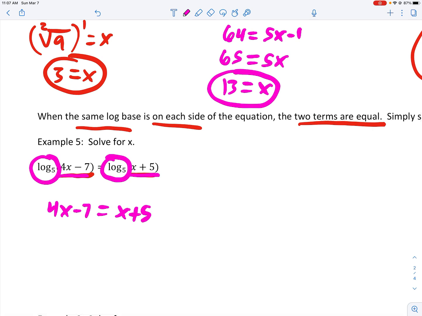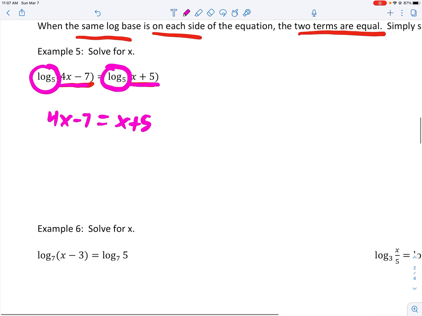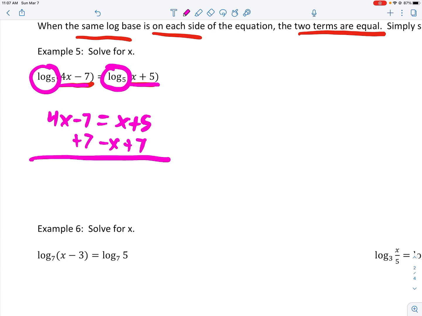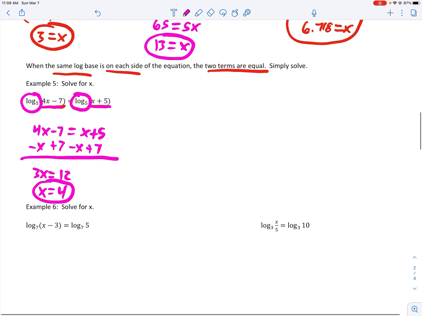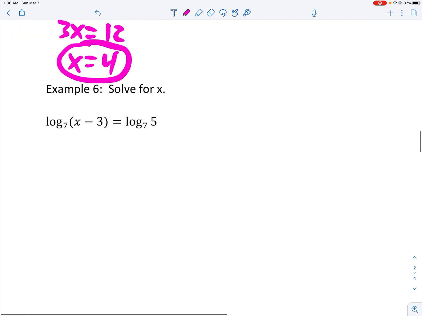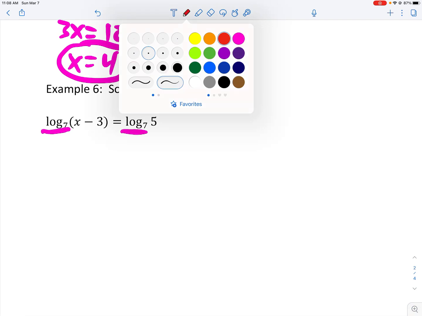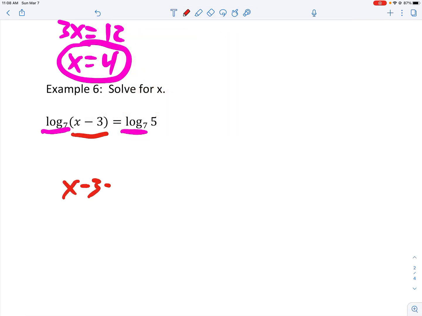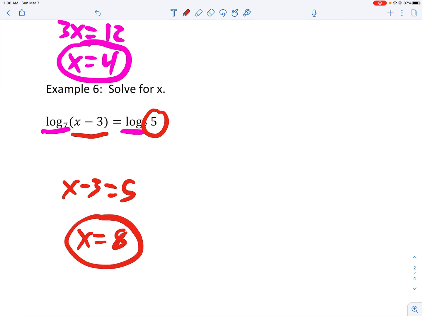So you got to use a little critical thinking there. So now from here, I just solve, right? Add 7, subtract x. So 3x equals 12, divide, so x is 4. Okay, example 6. So both of them are log base 7. So the only way for the left side to equal the right side is x minus 3 has to equal 5. So add 3, so x equals 8.